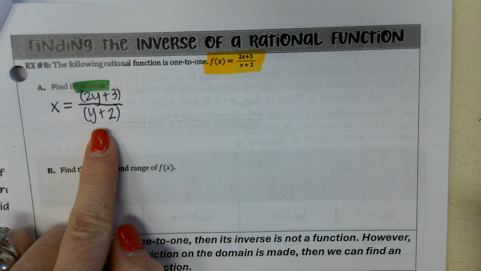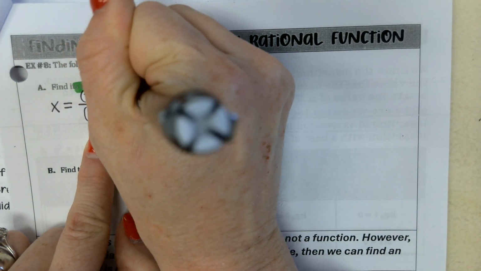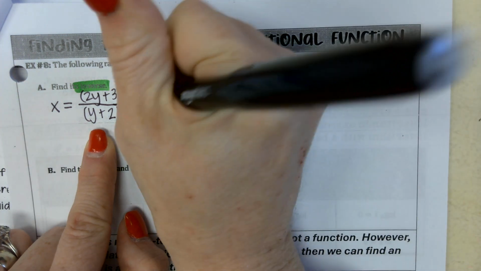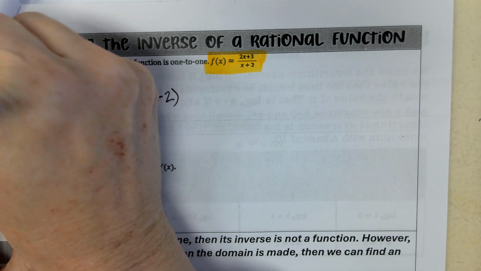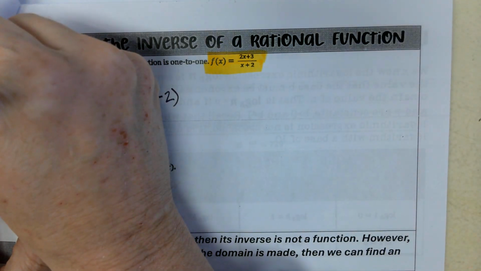So in order to get rid of division by y plus 2, I'm going to multiply both sides of my equation by y plus 2. That is clearly a y, I'm so sorry.